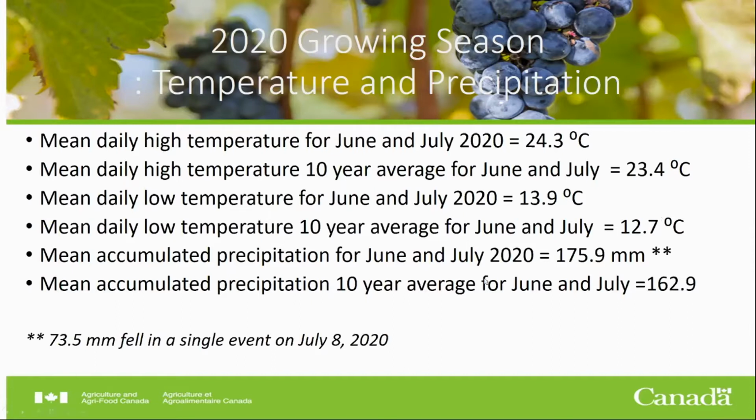Now, just referring to precipitation, the accumulated precipitation for June and July 2020 was 175 millimeters, compared to the 10-year average for the same time period of 162. So they're essentially the same. They'd be statistically the same. But you should note that 73 millimeters of that amount that we got this year came in a single event. And we know that when we receive precipitation that way, it's not always as horticulturally valuable as if it comes in much smaller increments.